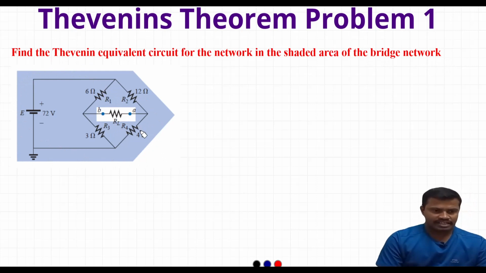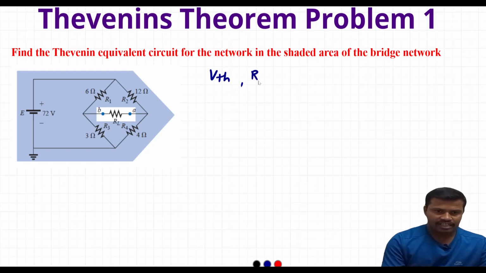So, to draw the Thevenin's equivalent circuit, we need to know two parameters: VTH, that is the open circuit voltage, and RTH, the Thevenin's equivalent resistance. VTH is the voltage we need after removing this load resistor RL, that is, the voltage across the terminals A and B. For that, we will redraw the circuit after removing the RL, and then find the voltage between the A and B terminals.